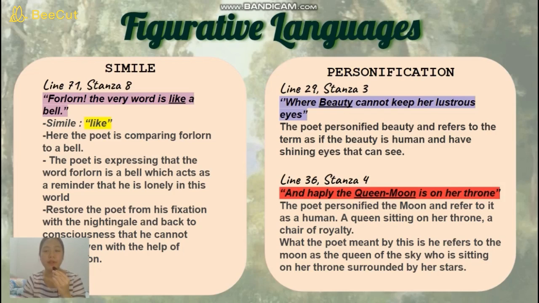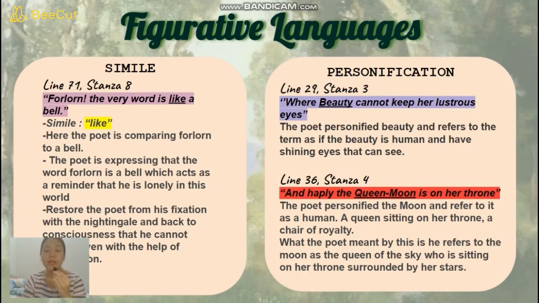The next figurative language is personification. Personification could be found in line 29, stanza 3. Quoted, "where beauty cannot keep her lustrous eyes." The poem personified beauty and refers to the term as if beauty is a human and has shining eyes that can see the world.